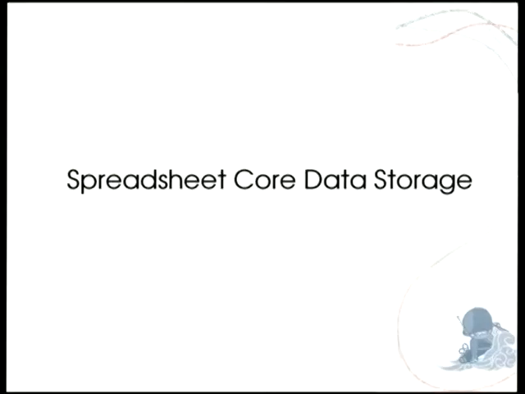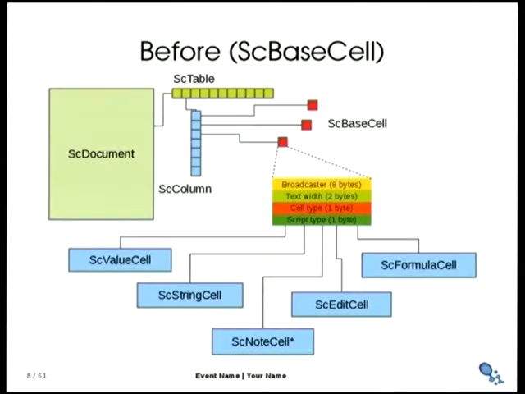Anyhow, spreadsheet core data storage is quite an interesting topic. So if you read the abstract of this talk, you would have noticed it was written by a drink-fueled madman. But it did mention some of the terrible data structures that we inherited in the core. And so I'll just walk you quickly through. I suppose I should have a pointer or some magic thing, shouldn't I? Either way. So at the top, you see there's a document on the left-hand side. It all lives inside a document.